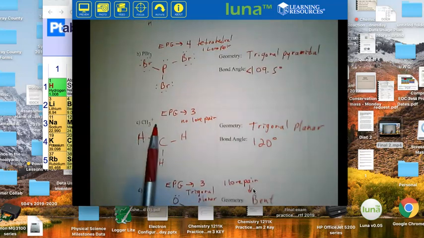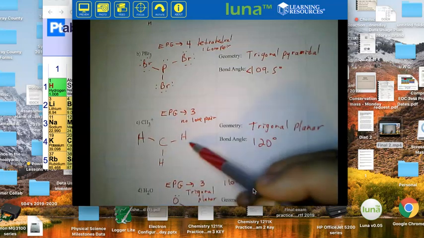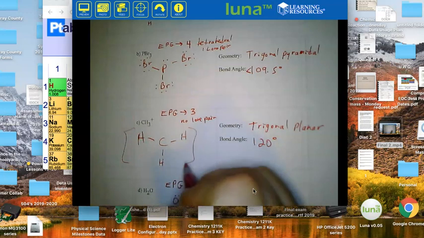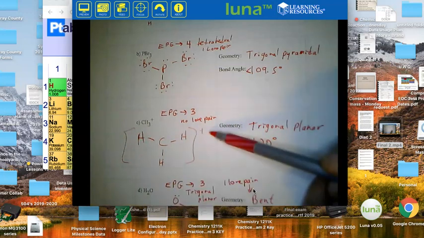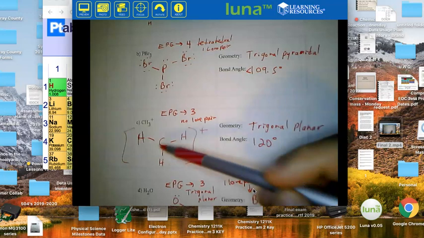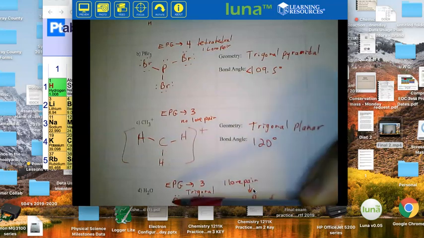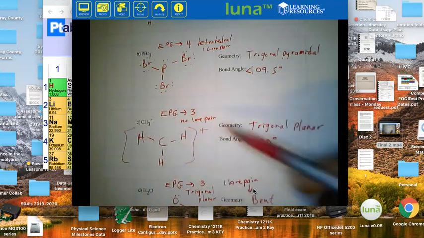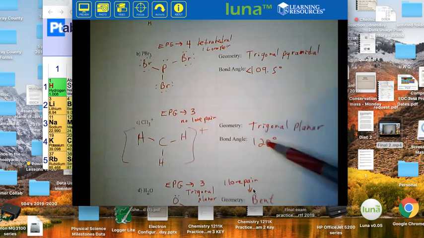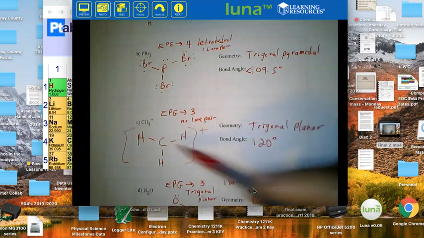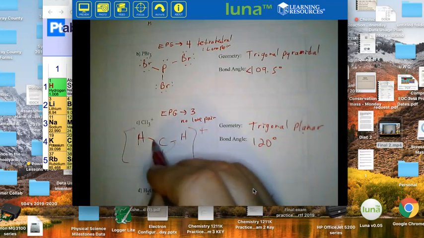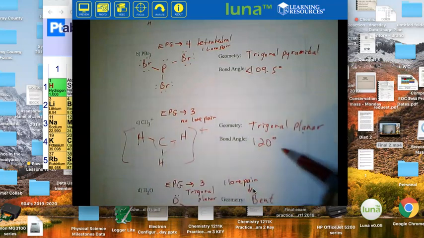For CH3 plus, here this is the structure. It has an overall positive charge because it has 1 less electron. So it has an electron pair geometry of 3. Trigonal planar is its electron pair geometry, and because it has no lone pairs, its molecular geometry would also be trigonal planar. So the bond angles here are 120 degrees.